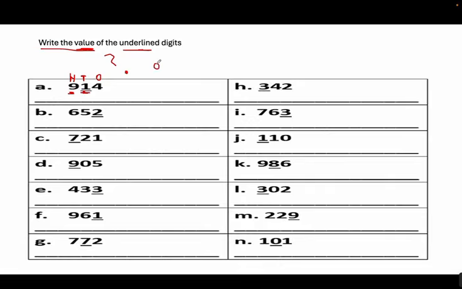Excellent. 2 zeros. What about the tens? Tens, 1 0. What about the ones? No 0. Remember, hundreds, put 2 zeros. Tens, 1 0. Ones, no 0. Again, hundreds, 2 zeros. Tens, 1 0. Ones, no 0. Excellent. Now, look at the underlined digits.